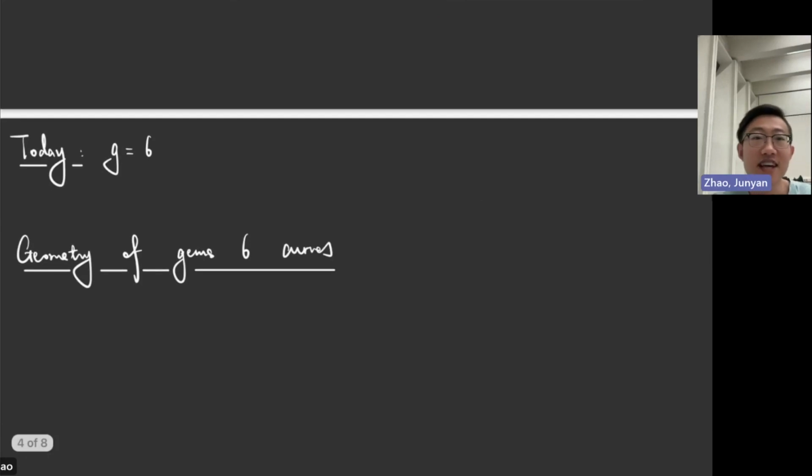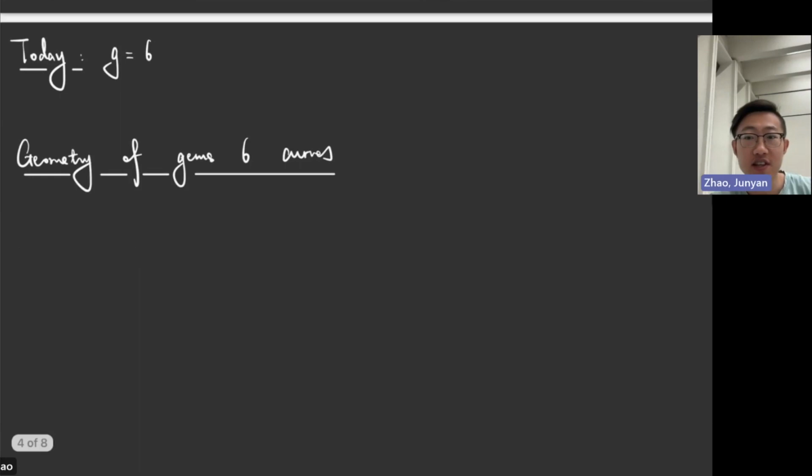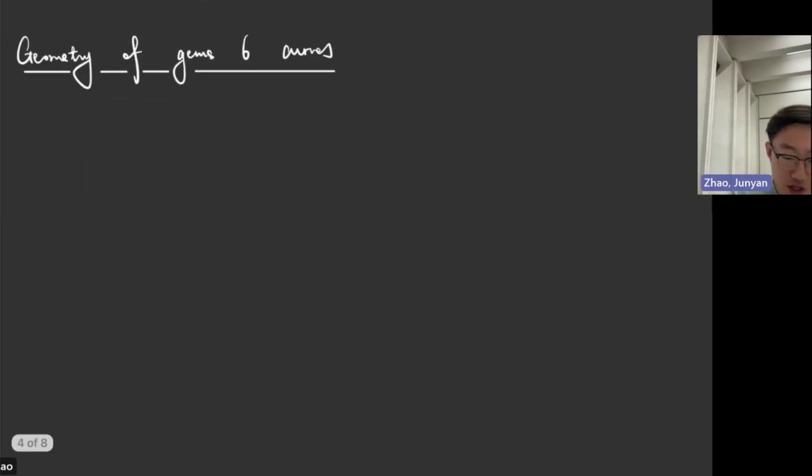But so for today, we will focus on the genus 6 case where we have such a nice embedding. So let me first recall some results on the geometry of genus 6 curves. So let C be a genus 6 curve, which is general.